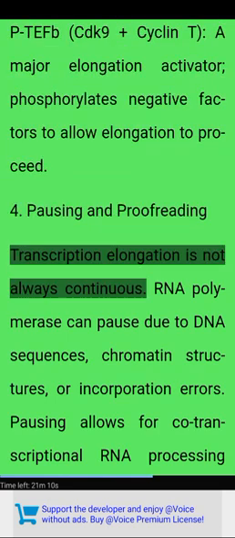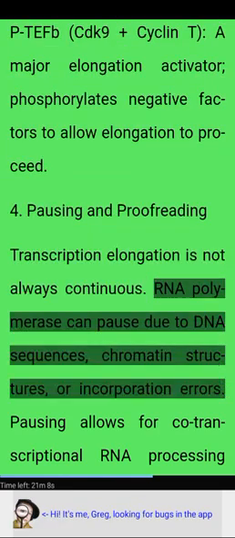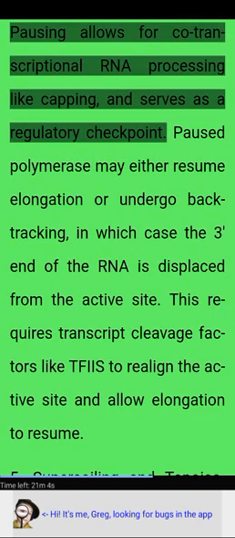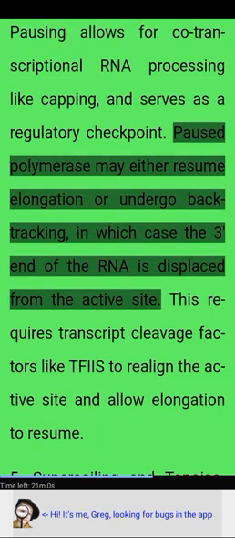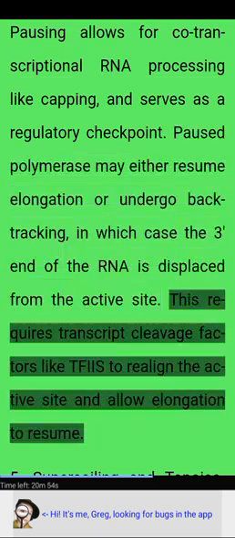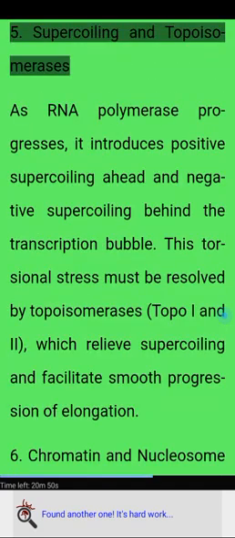4. Pausing and proofreading. Transcription elongation is not always continuous. RNA polymerase can pause due to DNA sequences, chromatin structures, or incorporation errors. Pausing allows for co-transcriptional RNA processing like capping, and serves as a regulatory checkpoint. Paused polymerase may either resume elongation or undergo backtracking, in which case the 3' end of the RNA is displaced from the active site. This requires transcript cleavage factors like TFIIS to realign the active site and allow elongation to resume.